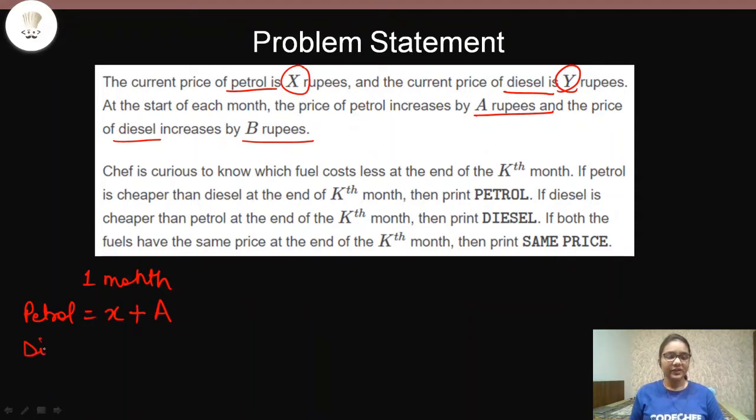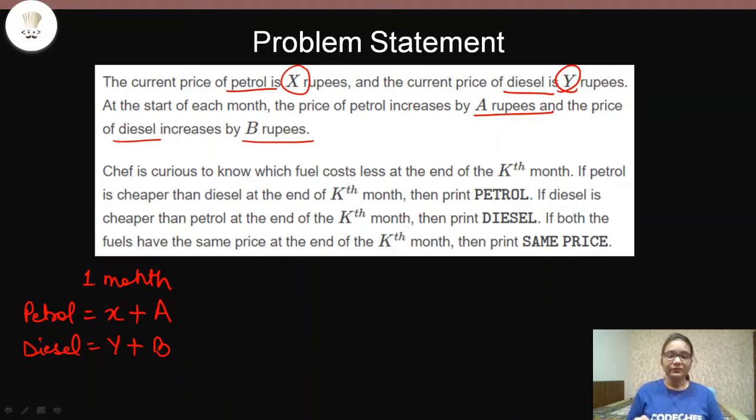And the price of diesel would be Y plus B, because it is given that at the end of each month the petrol price is increasing by A rupees. So X is the initial price and it is increasing by A. So after 1 month it will be X plus A. And same goes for diesel, it will be Y plus B, because the initial price is Y and it is increasing by B rupees, so Y plus B.